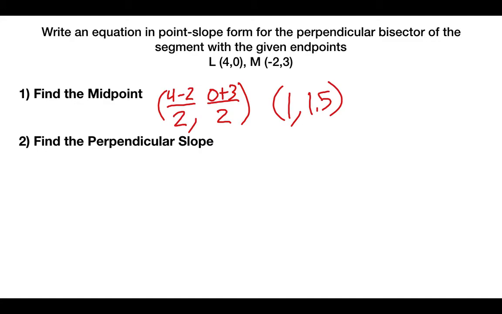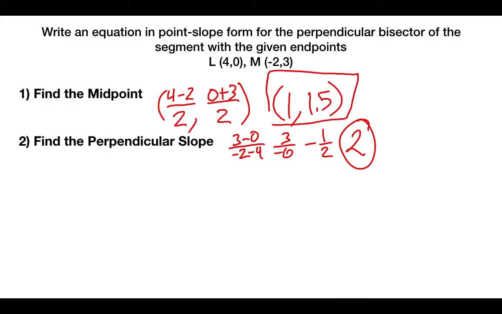So remember, for that we do y2 minus y1 over x2 minus x1. So 3 minus 0 over negative 2 minus 4, which becomes 3 over negative 6, or negative 1/2. But then, to make it perpendicular, we have to find the opposite reciprocal, which means negative 1/2 becomes positive 2.